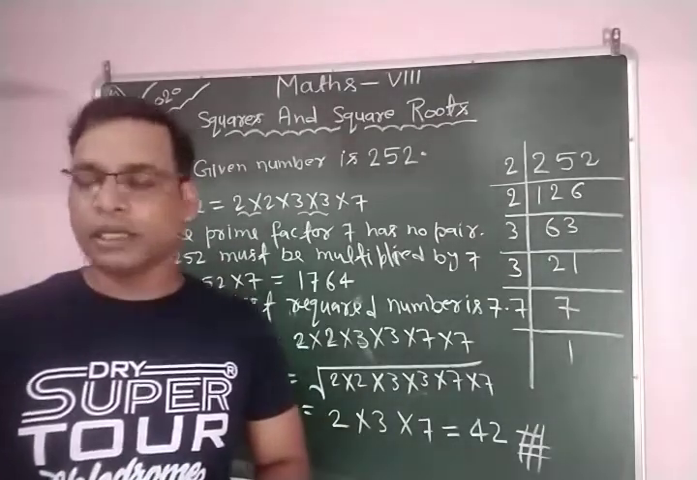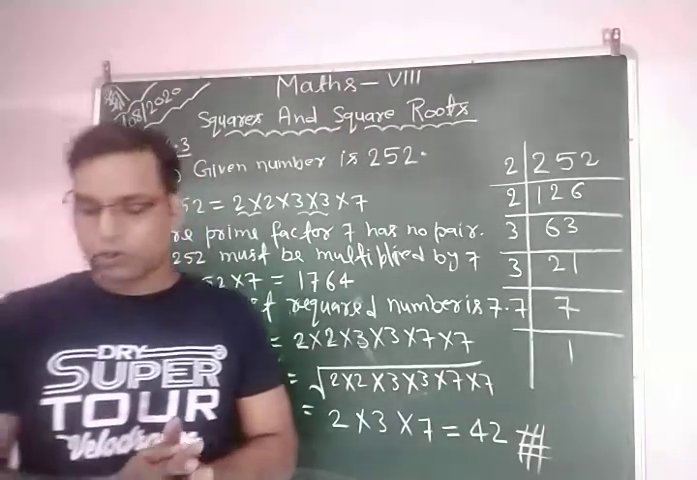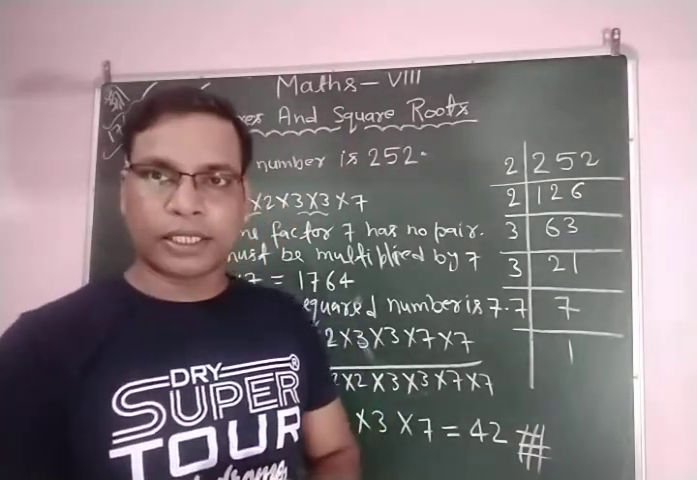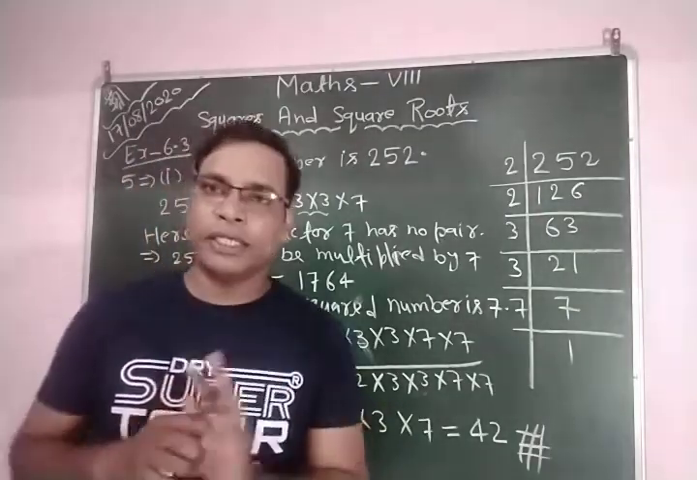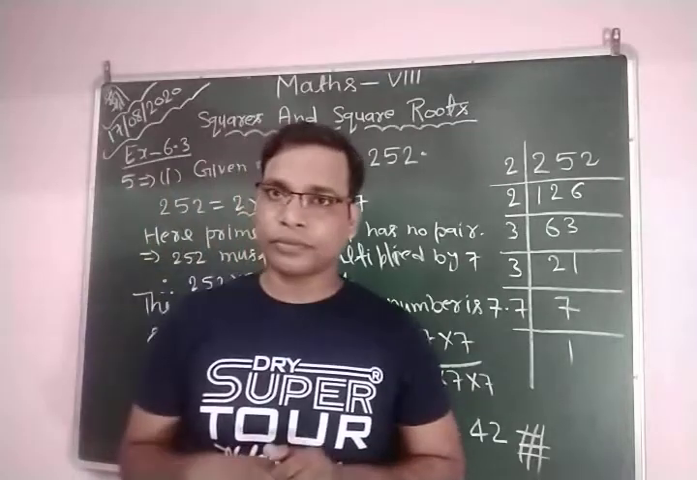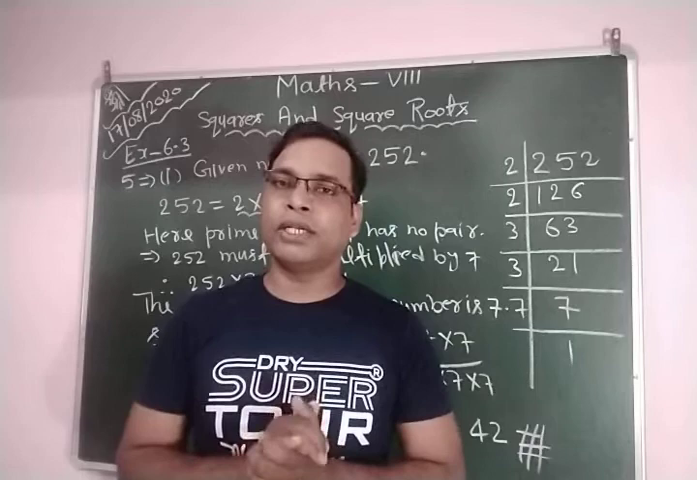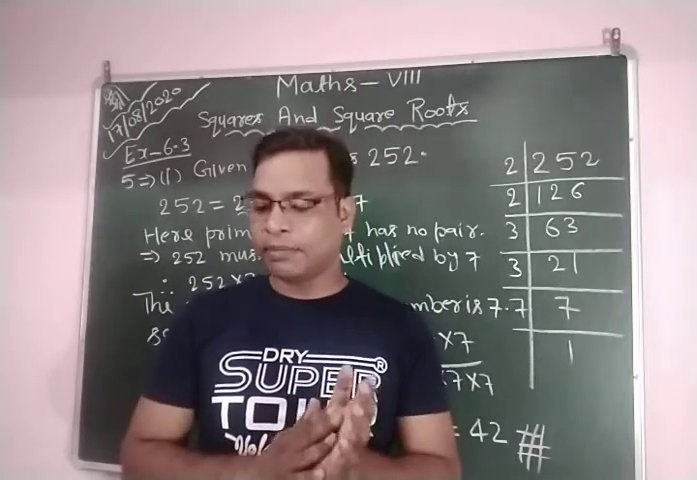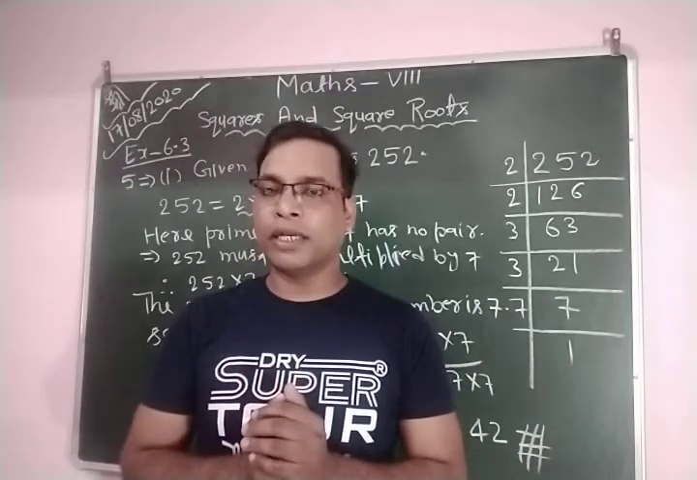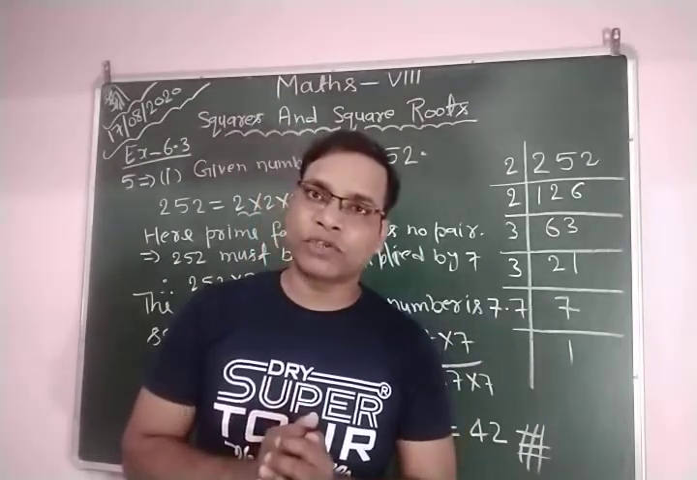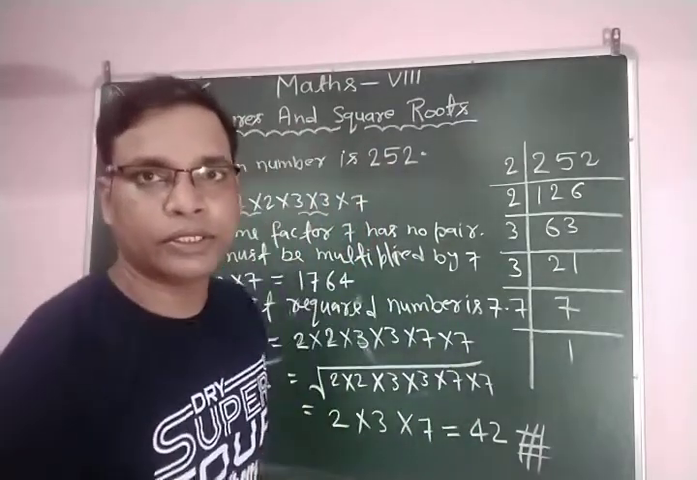Let's see the second part of this question. The second part, the given number is 180. So 180 is not a perfect square number. So we need to find the smallest whole number to multiply with 180 so that it becomes a perfect square number. And after this we find the square root of this number. So let's see how to solve this question.